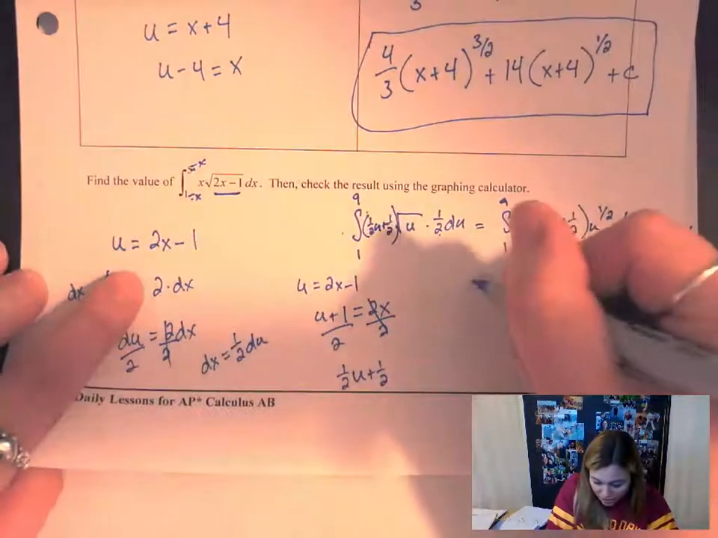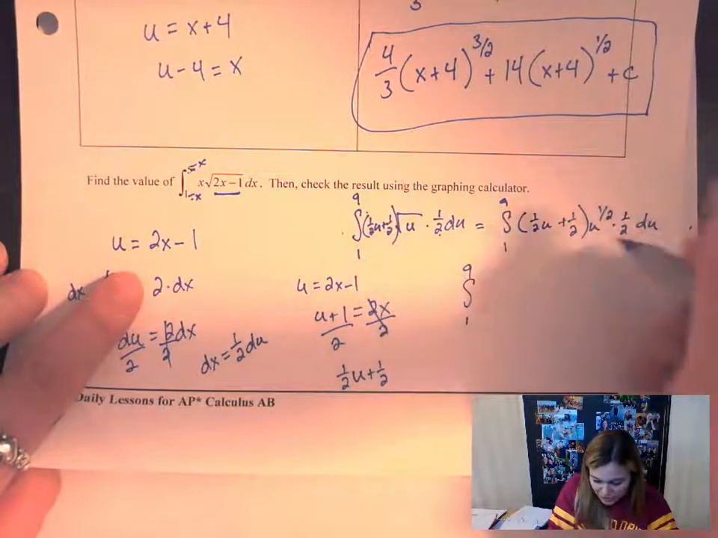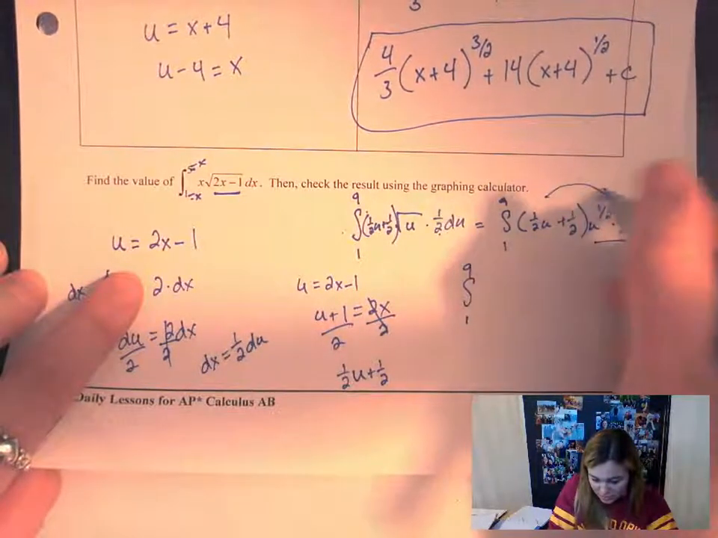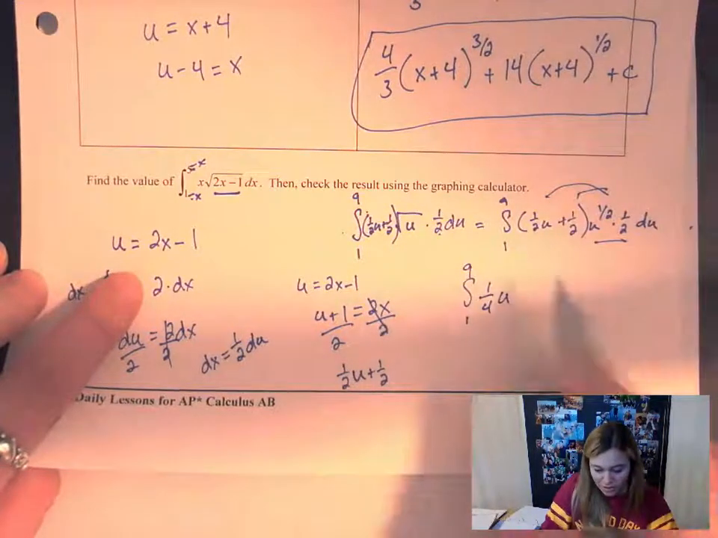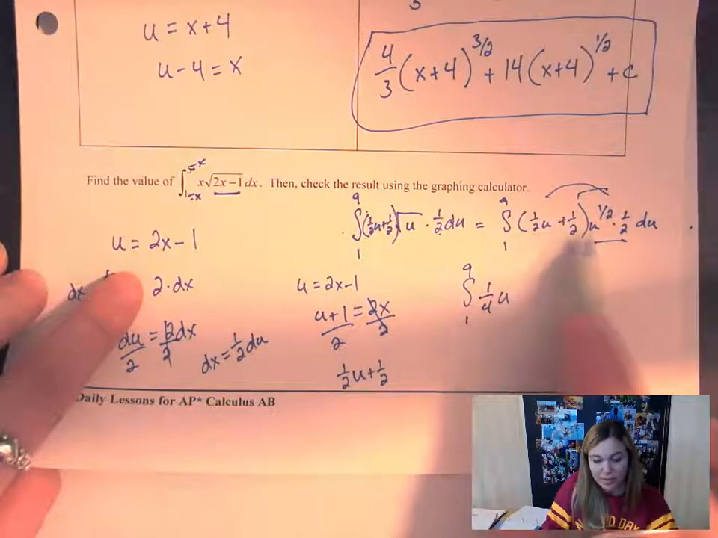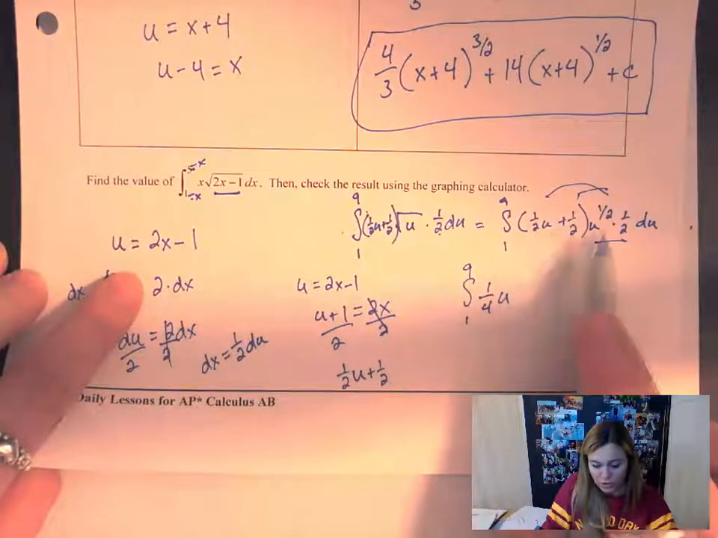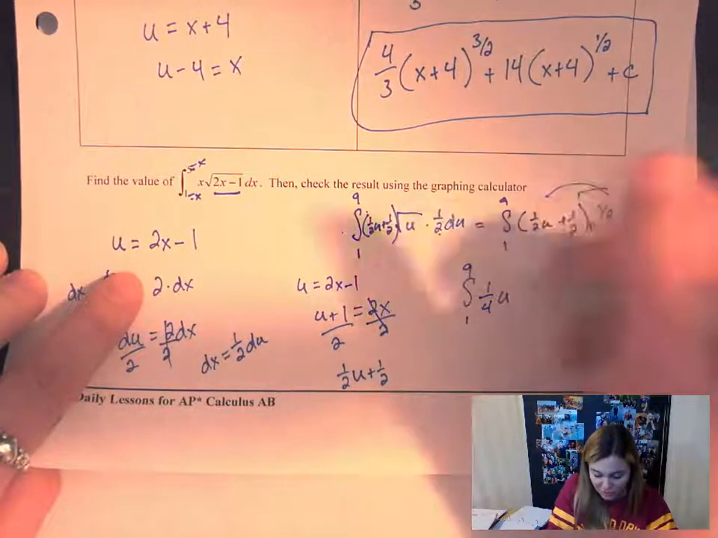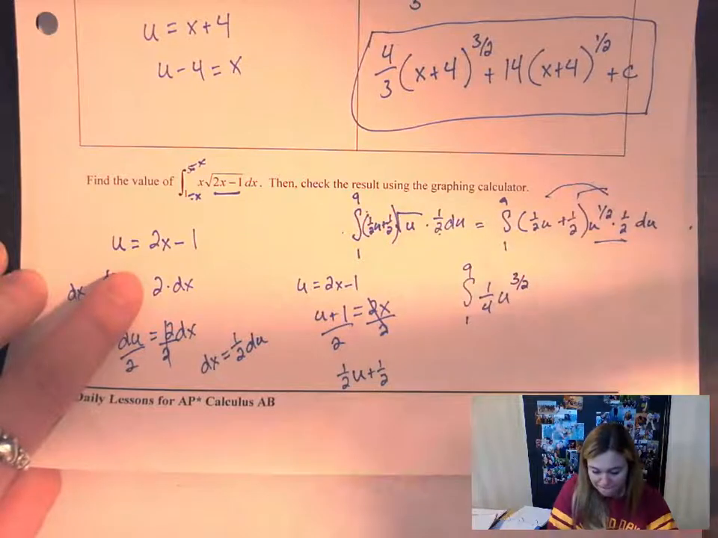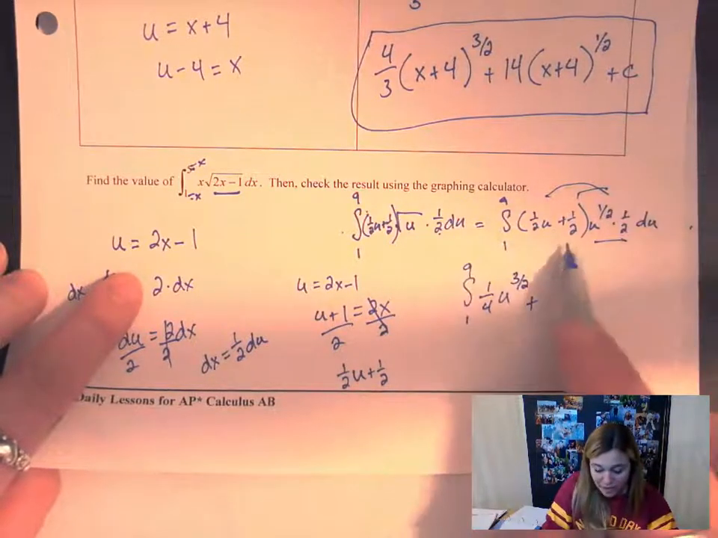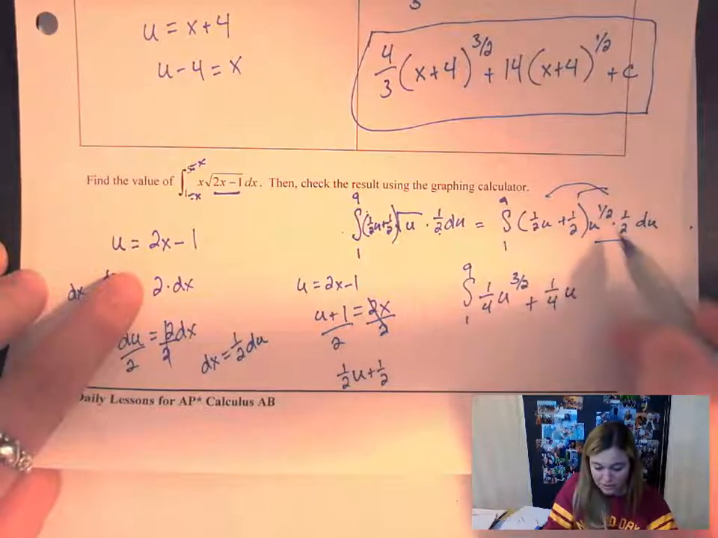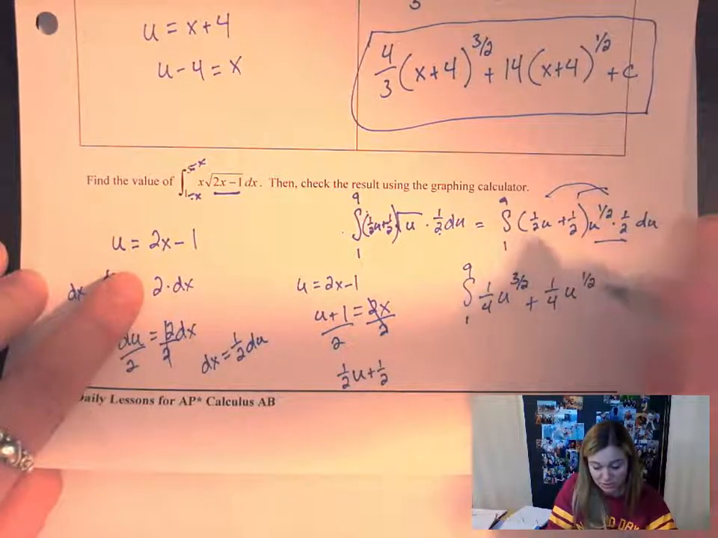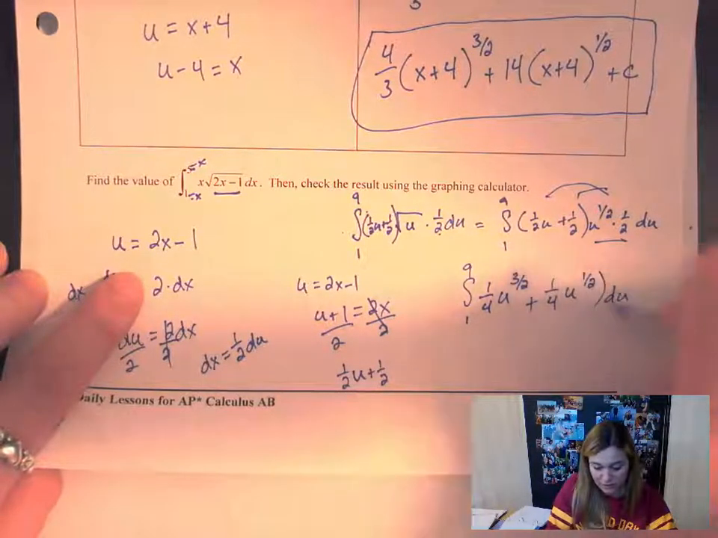Because now I can see if I distribute this, I would get 1/4 u to the 3/2. Remember, when you're multiplying with like bases, you add the exponents. So 1 plus 1/2 would be 3/2. 1/2 times 1/2 is 1/4. Then u to the 1/2, which would just be 1/2, because it was just a 1/2 times that whole thing.